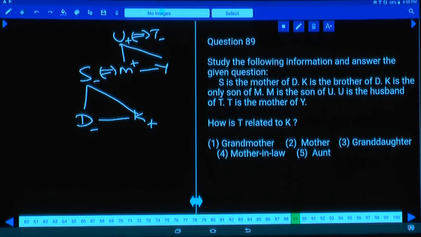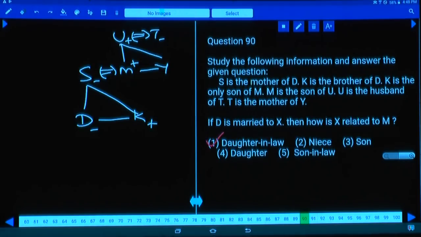And M is the son of U. U is the husband of T. T is the mother of Y. How is T related to K? K's father's mother. That is grandmother, choice 1.